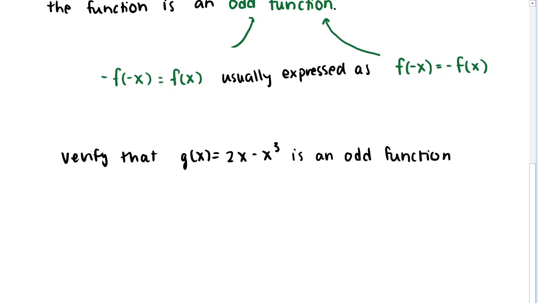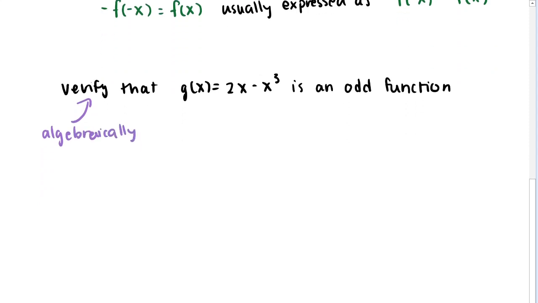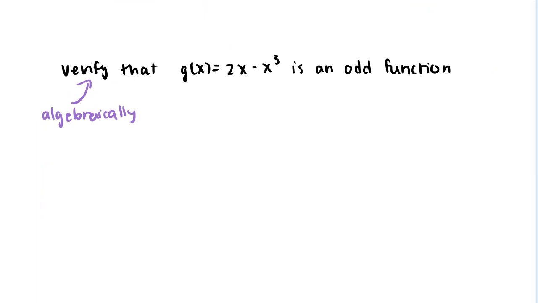So let's do this algebraically. So what that means is that if I take my g function and I negate its input, what we're expecting out is a negative of this g of x function. And so what happens when we negate this input? We replace that input with negative x.